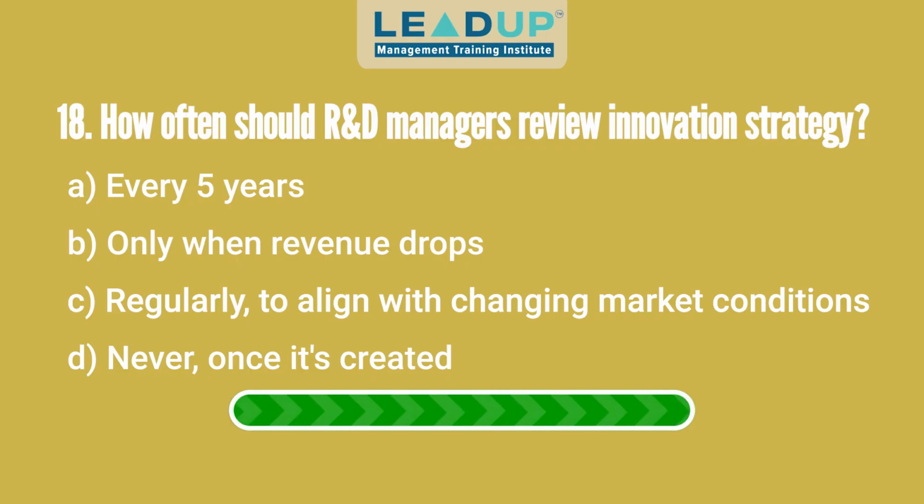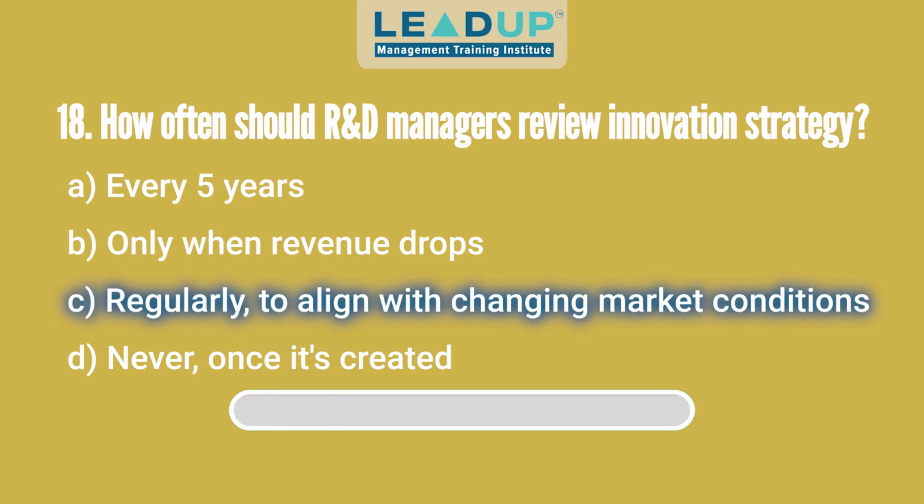Question 18. How often should R&D managers review innovation strategy? A. Every 5 years. B. Only when revenue drops. C. Regularly, to align with changing market conditions. And D. Never, once it's created. Answer: regularly, to align with changing market conditions.